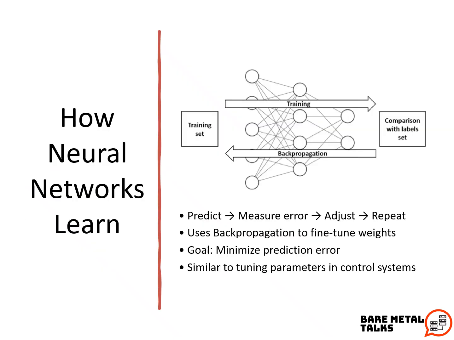How does a neural network learn? Think like an engineer. When you tune a control system, you start with some parameters, measure the error, and then adjust those parameters to minimize that error. A neural network does the same thing. It predicts something, checks how wrong it was, and adjusts its internal weights to reduce the error. This process is called training.